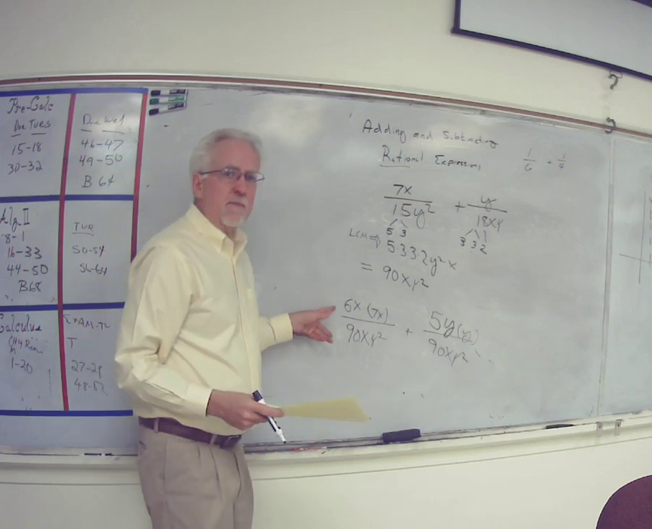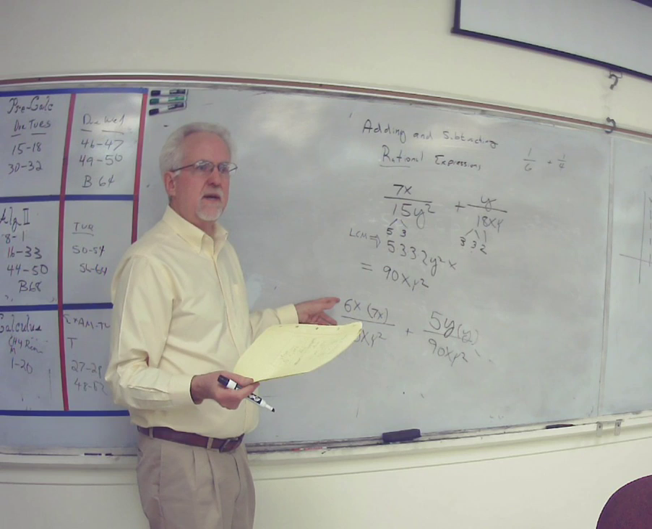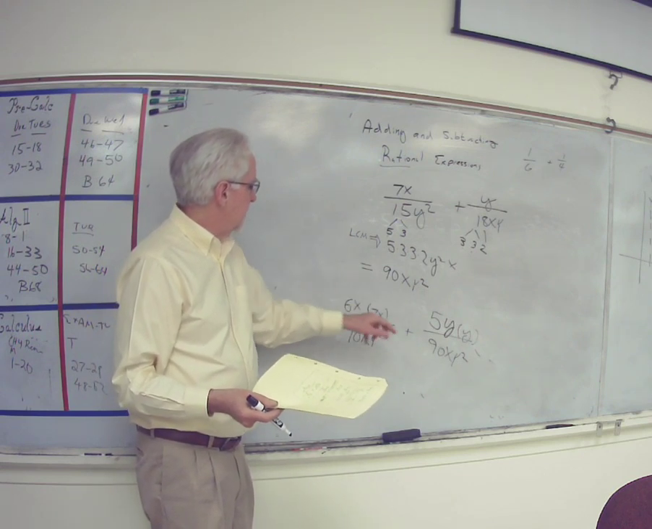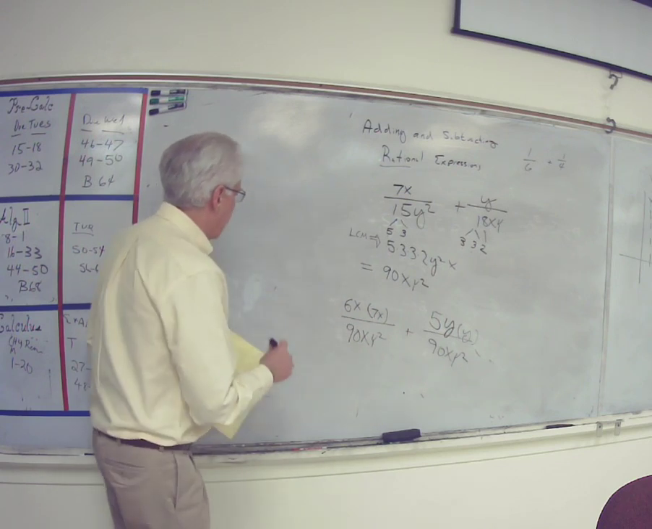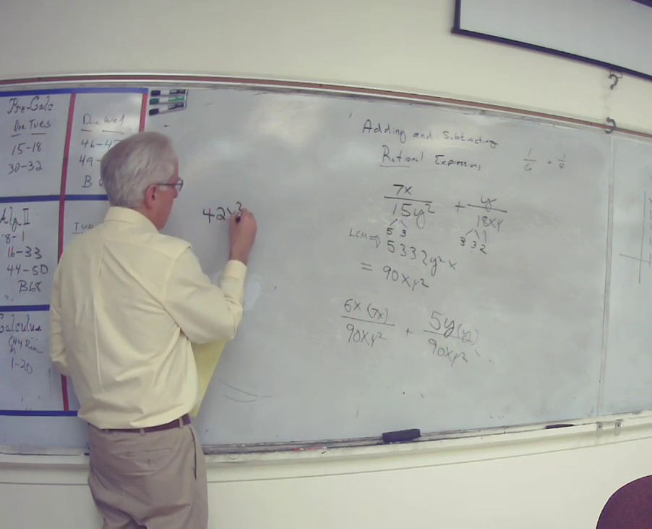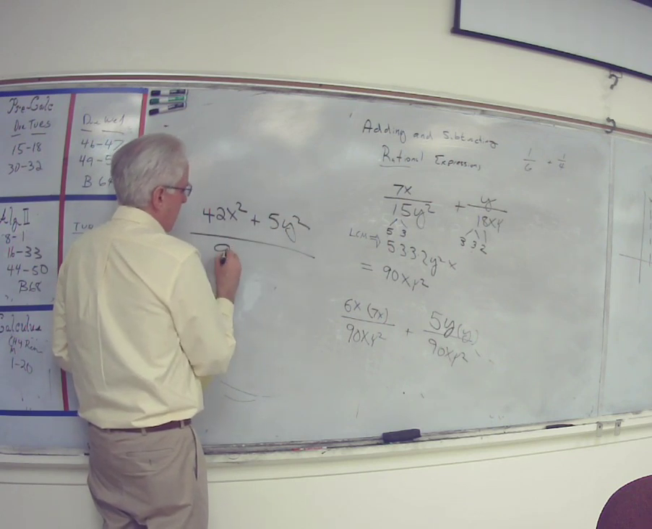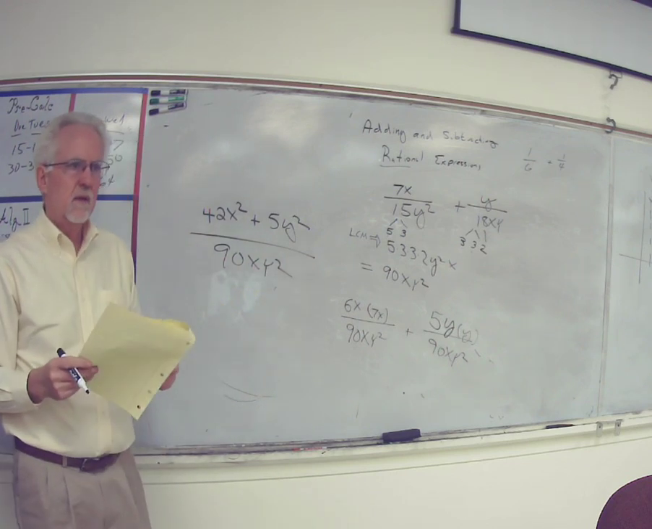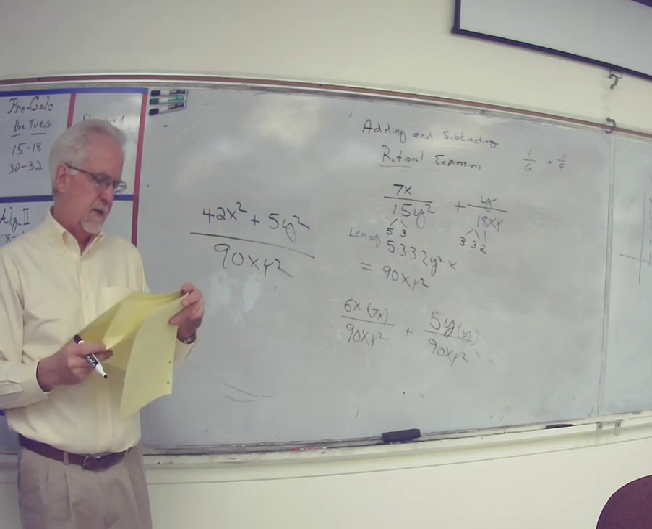Okay. Does everybody understand what we just did? Josie, do you understand? Kelsey, did that make sense? Okay. We had a 7x and a y, but if I multiplied this by something to get this, I got to put it up here as well. So the answer is 42x squared plus 5y squared over 90xy squared. Does this make sense? Yes, sir.